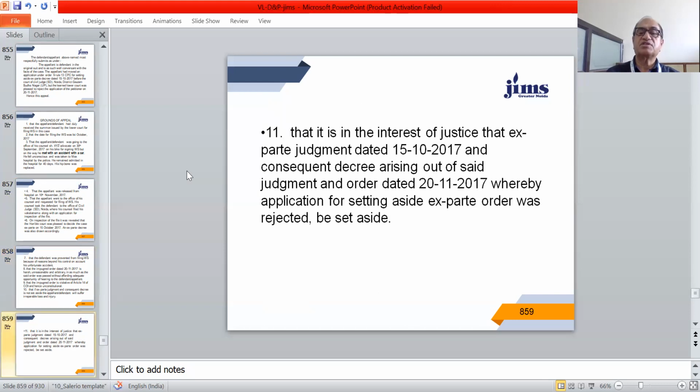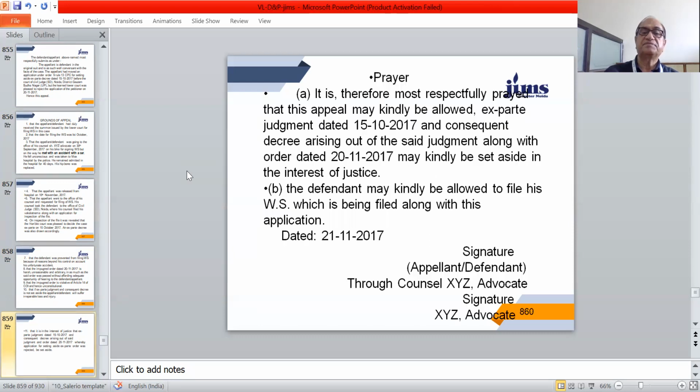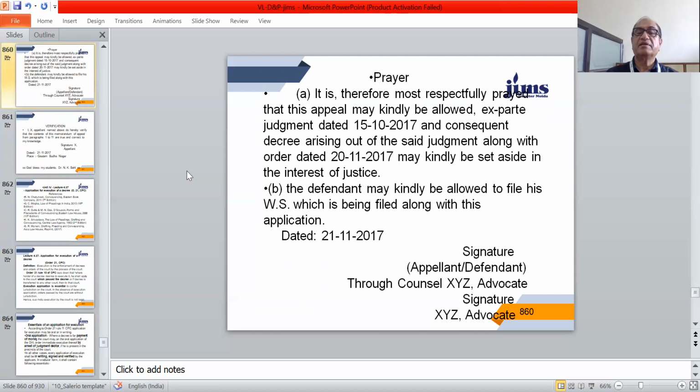Para 11. That it is in the interest of justice that ex parte judgment dated 15th October 2017 and consequent decree arising out of said judgment and order dated 20th November 2017, whereby the application for setting aside ex parte order was rejected, be set aside. Lastly, the prayer.